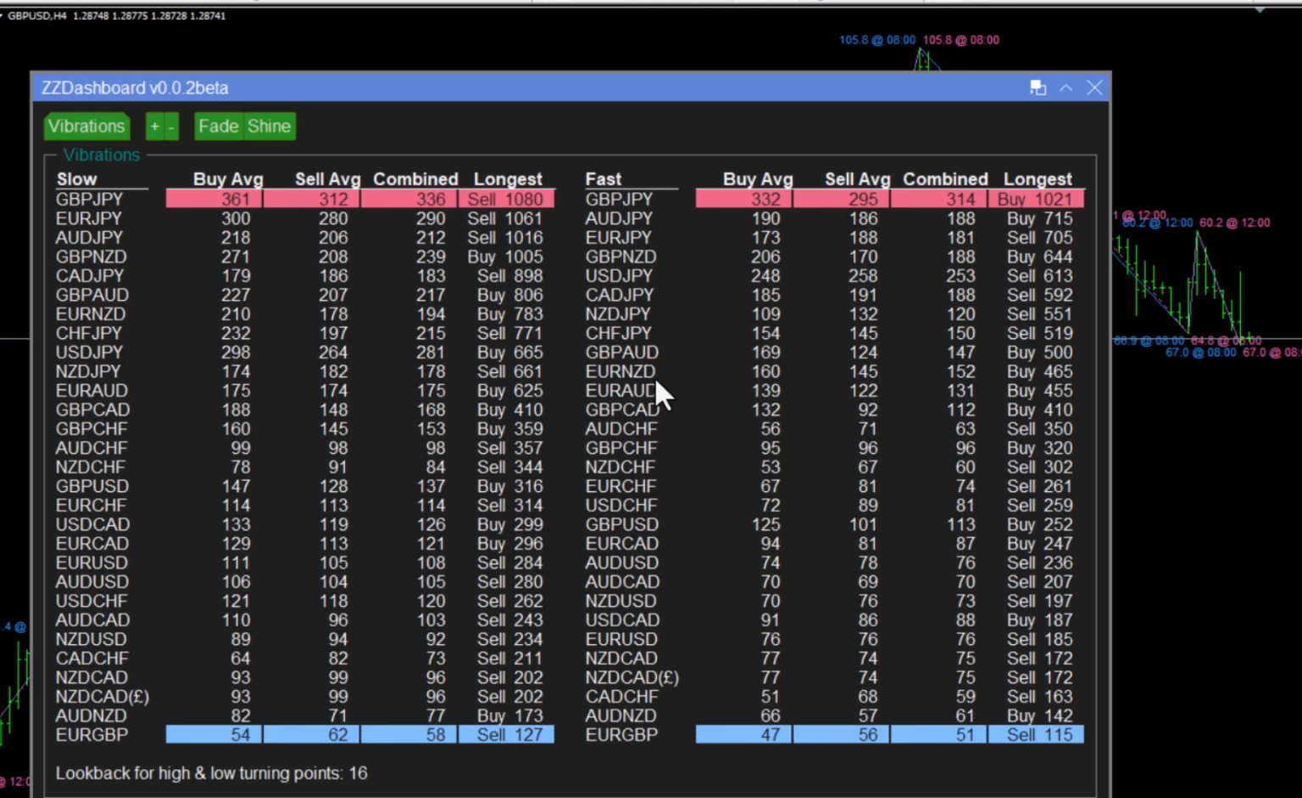So there, what you see is two tables. The one is a slow table, and the other one is fast. In other words, it's less sensitive, more sensitive. So this one will show you faster trends, more trends, and this one will show you fewer trends. So let's have a look at what information we can get from here. And I'm going to focus on the longest column at this stage.